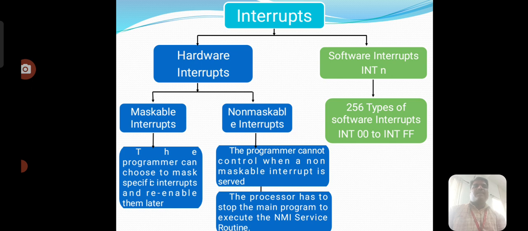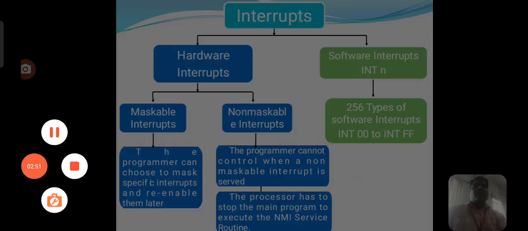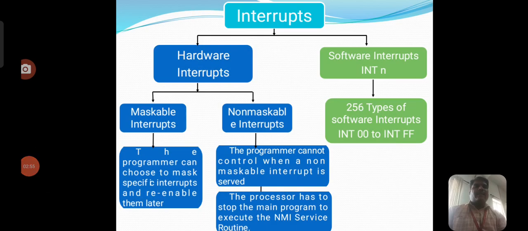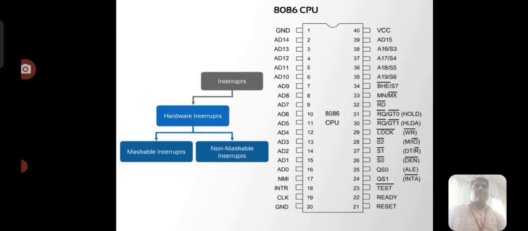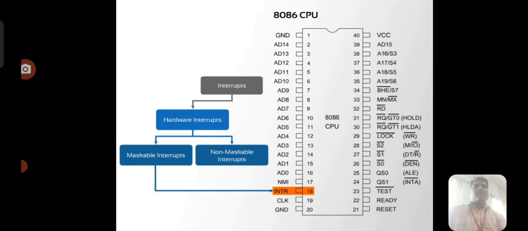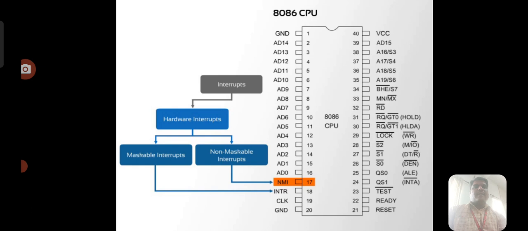Whereas software interrupts are defined by the user, there are 256 types, from 00 to INT FF. This is the 8086 CPU pin diagram showing where the maskable and non-maskable interrupts are marked. Pin number 18 is the maskable interrupt, and pin number 17 is the non-maskable interrupt.